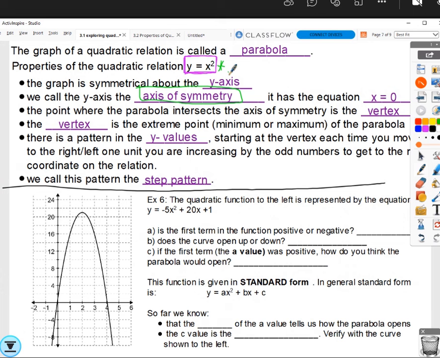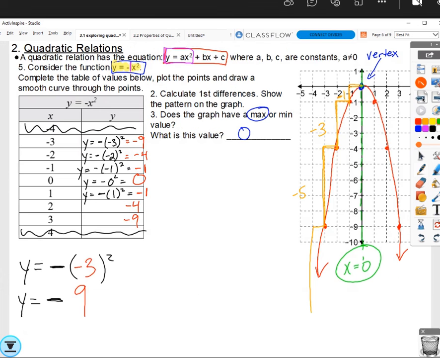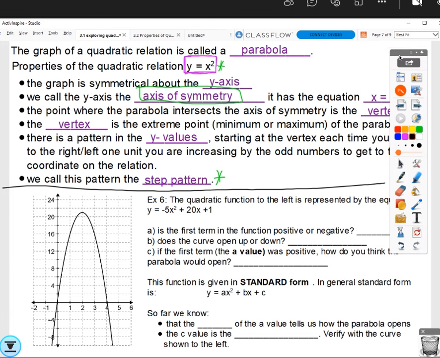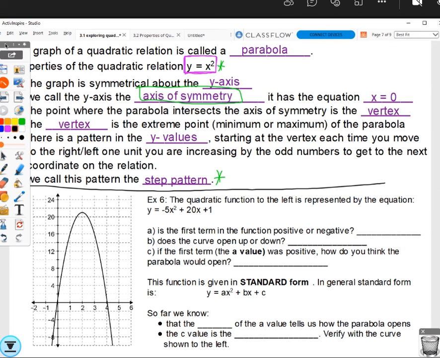The point where the parabola intersects the axis of symmetry is the vertex. So what that's talking about is right here. The vertex is always on the axis of symmetry. It's right on it every single time. The next one here: there is a pattern in the y values. Every time you go over 1, you're either going to go up or down, depending on whether the parabola is happy or sad, by the odd numbers, which is called the step pattern, and we're going to continue to explore that. I'm going to move this over here.